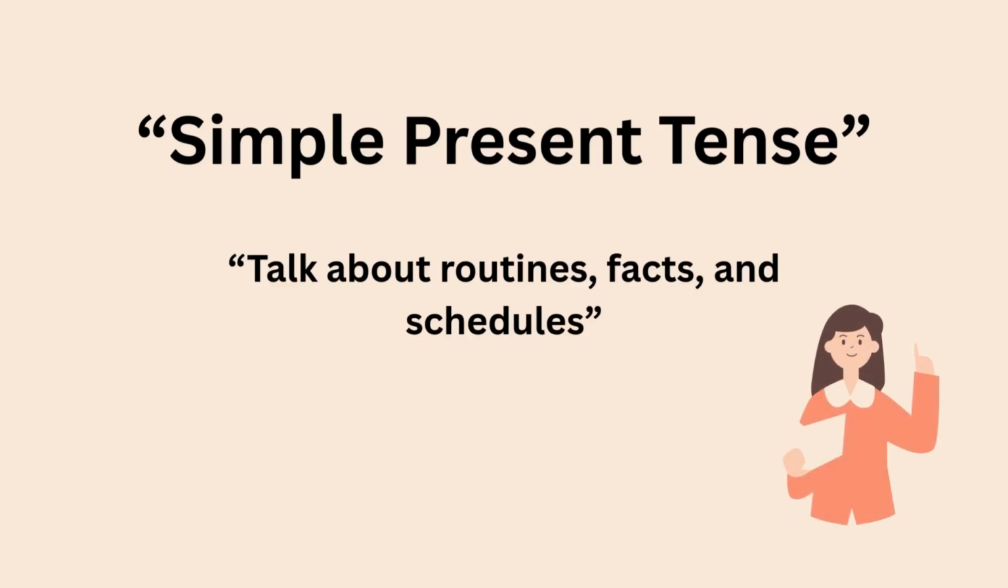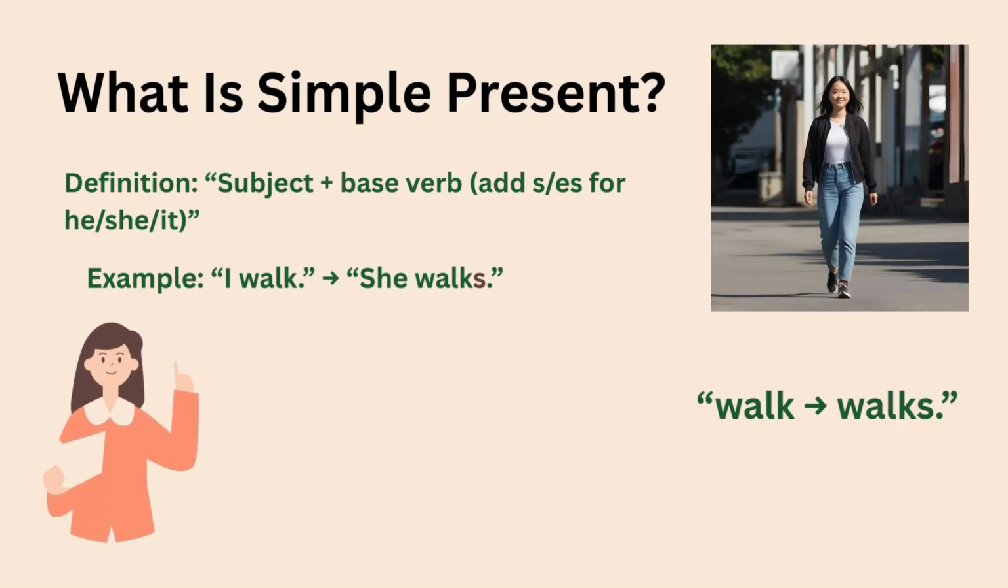Now, we'll master the simple present tense, your go-to form for habits, truths, and timetables. The simple present uses the base form of the verb. Remember, add s or es when the subject is he, she, or it.